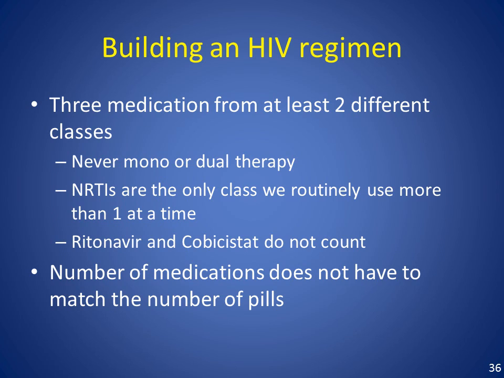In addition, when you look at a class of medications where we can use more than 1 medication, the NRTIs is the only time where we can actually use 2 medications from the same class. Finally, when you look at a patient's regimen and you see ritonavir and cobicistat, those don't count towards the total 3 medications, as those are the medications that we often use to boost other medications like the protease inhibitors.